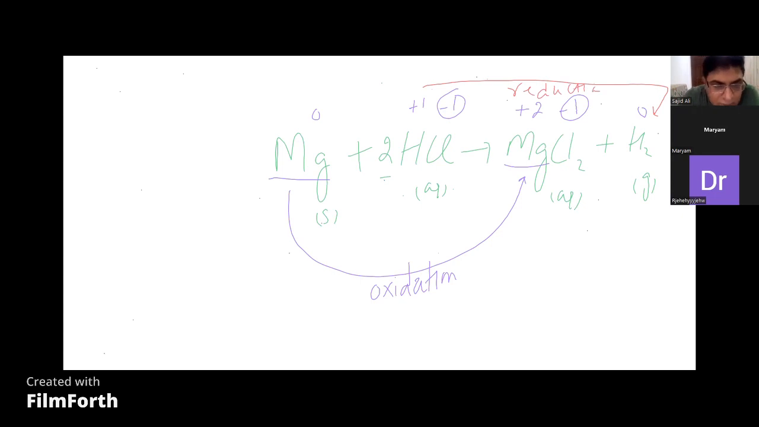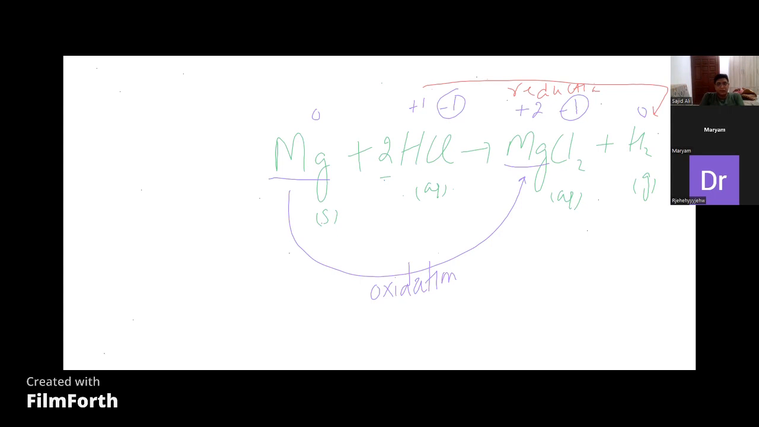So magnesium has been oxidized, whereas hydrogen has been reduced, by the loss and gain of electrons respectively. So this is a redox reaction. Okay. Is it clear? Yes, sir. Now I'm going to explain this once more, beta.